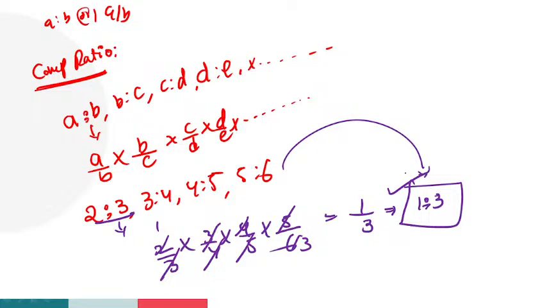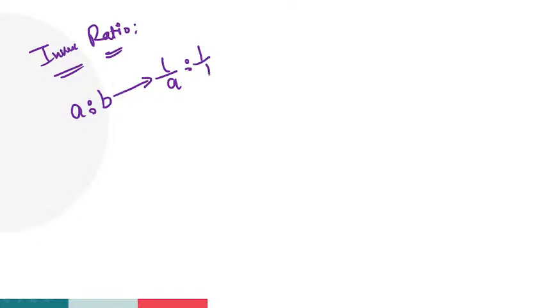Here compound ratio. And coming to the last point, guys, inverse ratio. Inverse ratio is very important, guys. For example, A is to B, the inverse ratio is 1 by A is to 1 by B. Okay, A is to B, the inverse ratio is 1 by A is to 1 by B, and just do cross multiplication and B is to A.